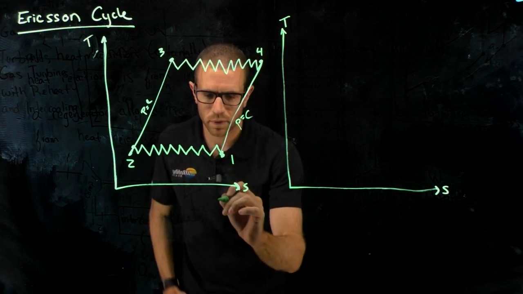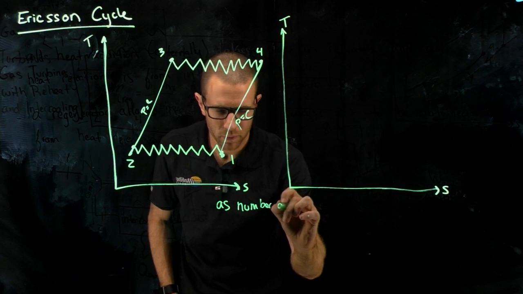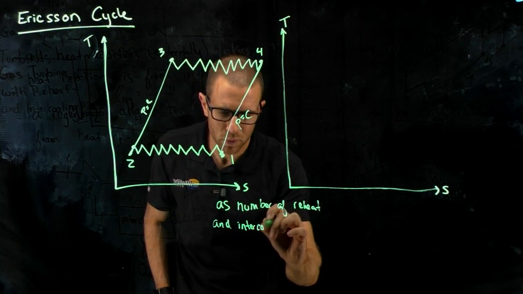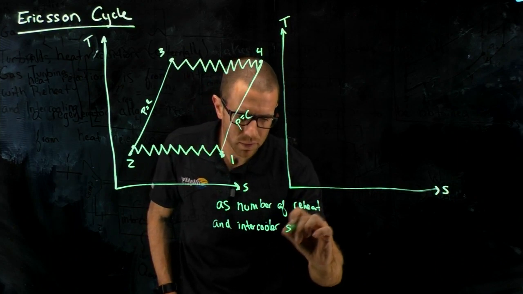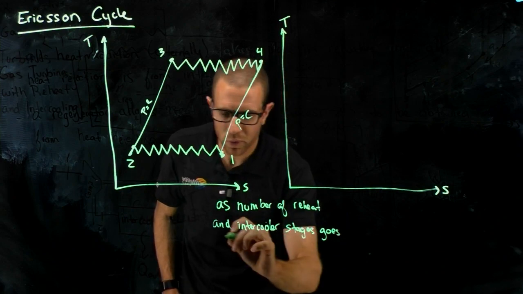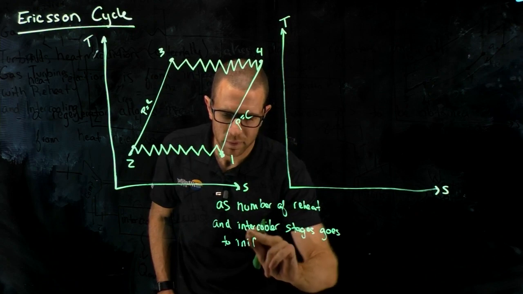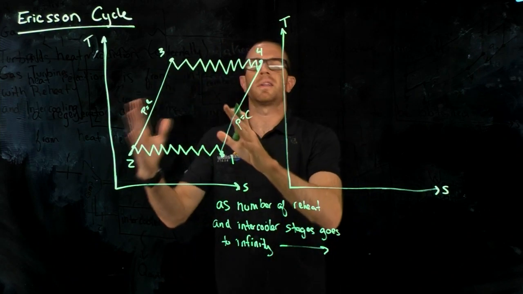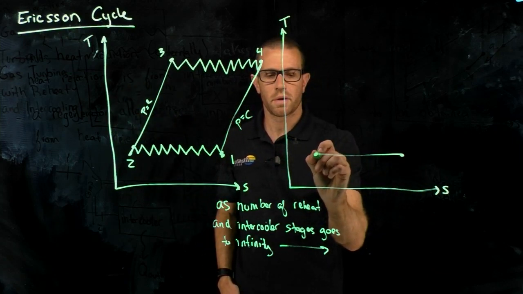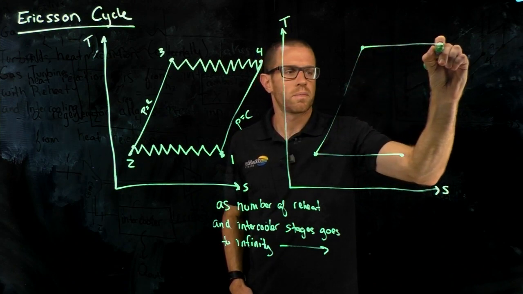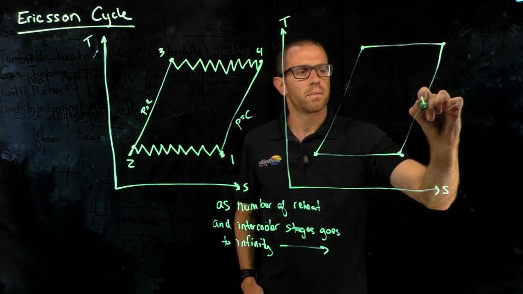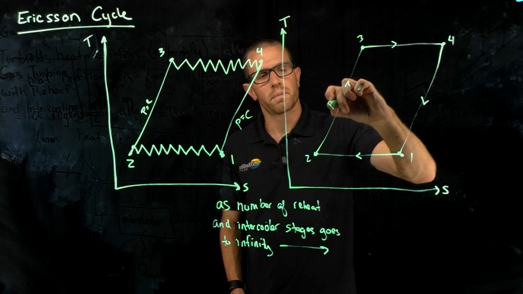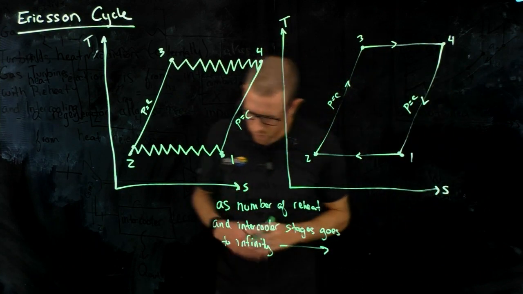So as the number of reheat and intercooler stages goes to infinity, I can transition from a plot that looks like this to one that is nice and smooth. And there we go.